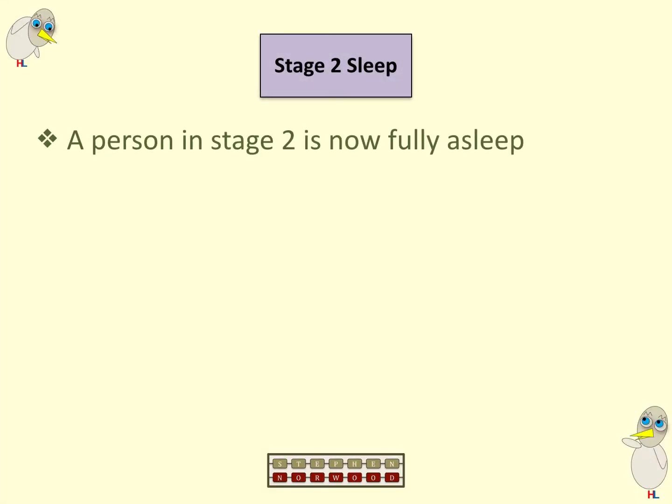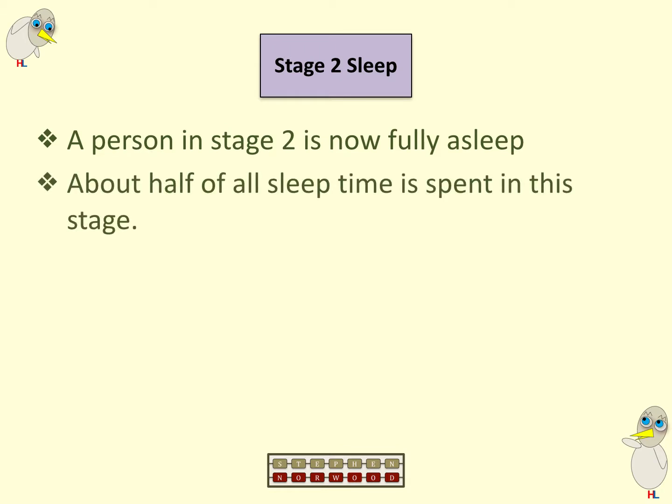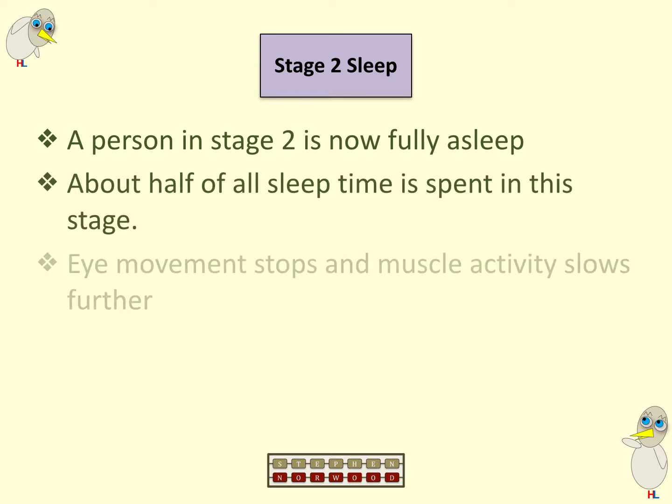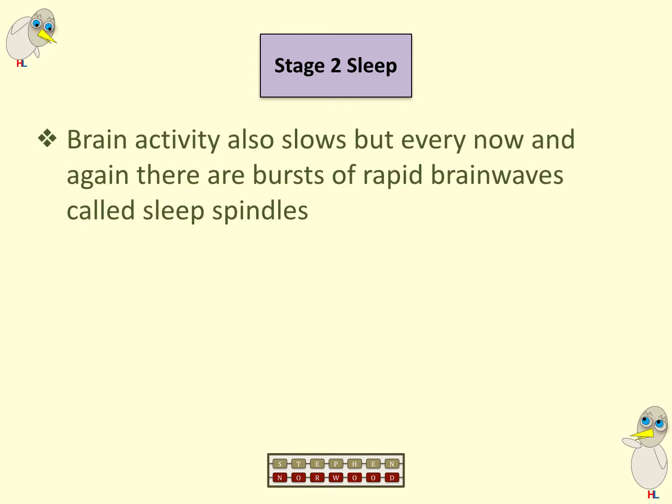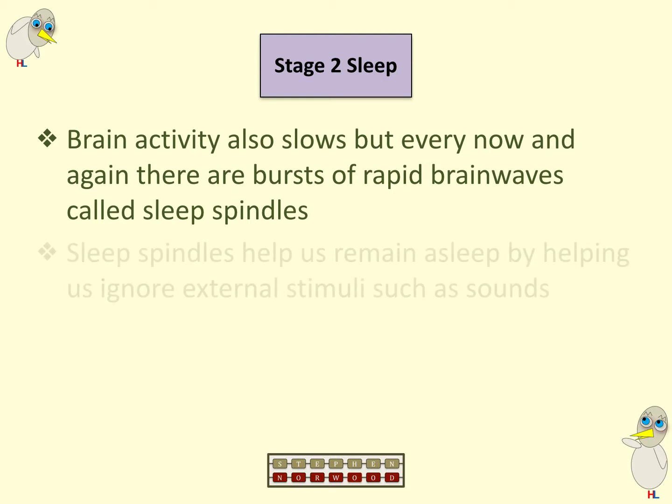Stage 2 sleep. A person in stage 2 is now fully asleep. About half of full sleep time is spent in this stage. Eye movement stops and muscle activity slows further. Brain activity also slows, but every now and again there are bursts of rapid brain waves called sleep spindles.